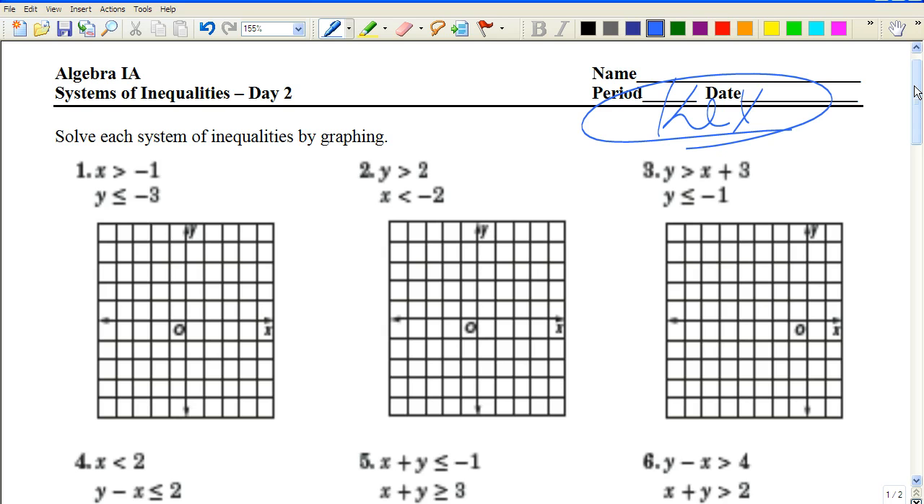I'm going to give you some quizzes online to take after you finish this. So if you finish this in class, I'm going to give you some quizzes online to take to practice it some more.